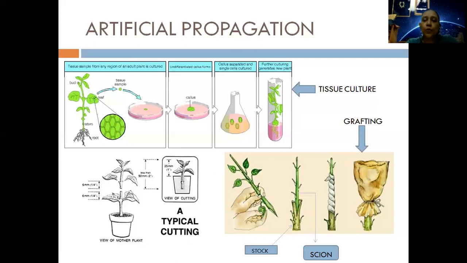Now say if we want to grow a particular kind of plant in Mumbai that is not available in Mumbai, but we want to grow that, right? So what we would do is we would bring a part of that plant and culture it artificially in a nutritive medium called agar, and those cells will multiply and form a group of cells called callus.